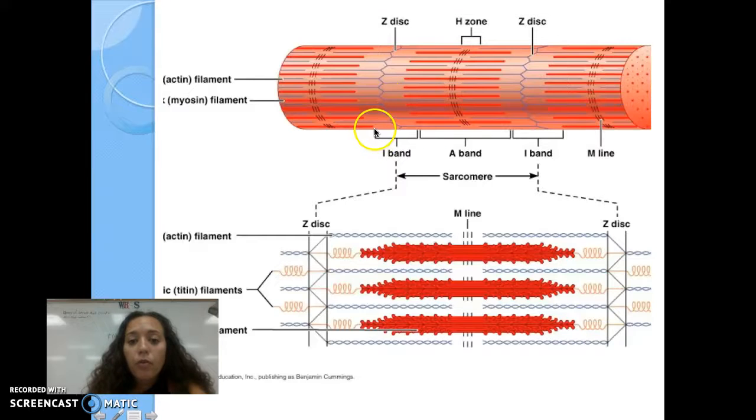Okay, the region around your Z line or your Z disc, and it's only thin actin, is called your I band. Your A band surrounds the center and it contains both the thin and thick myofilaments. Even smaller, you have the H zone. The H zone would just be the thick myofilament, the myosin that's in the center. And I think that's all of them. Yeah, and the I band, I think I already went over that. Okay, and here's another way to look at it as well.